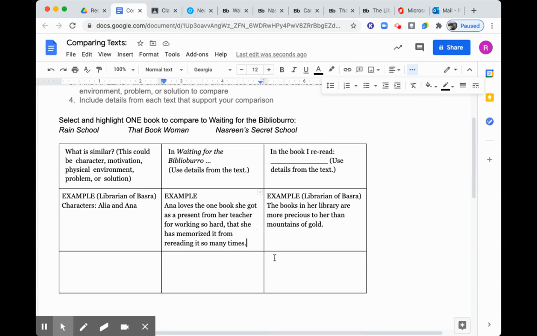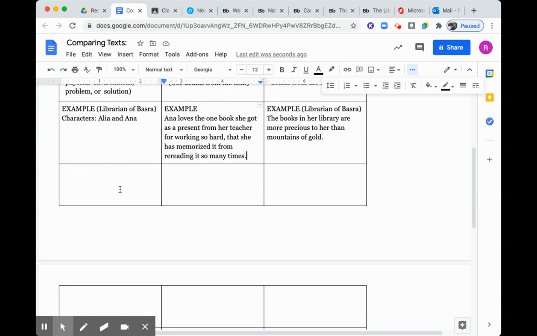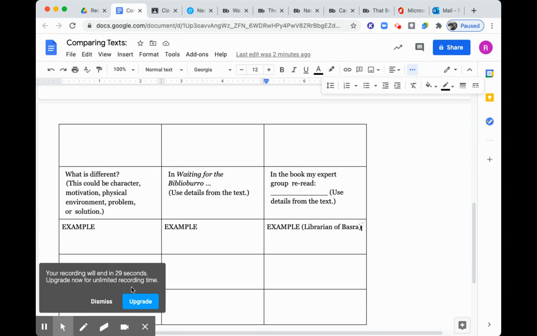I want you to find two examples that are similar between the book that you selected and Waiting for the Biblioburro. Remember, it doesn't have to be character, it could be motivation, it could be the environment, it could be the problem that they're facing, or the solution that they come up with. Okay, the second example I'm going to do is finding a difference between the two books that we're working on.